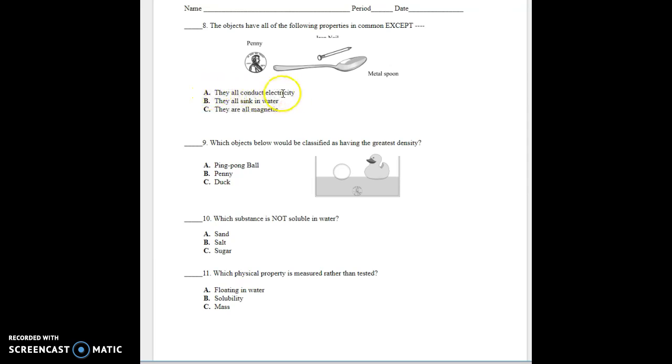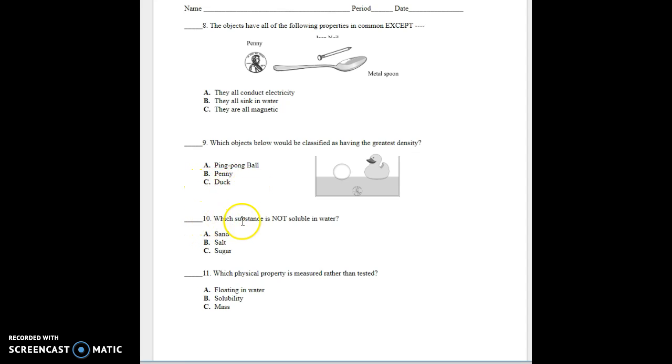A. They all conduct electricity. B. They all sink in water. C. They are all magnetic. Number 9. Which objects below would be classified as having the greatest density? A. Ping pong ball. B. Penny. C. Duck.